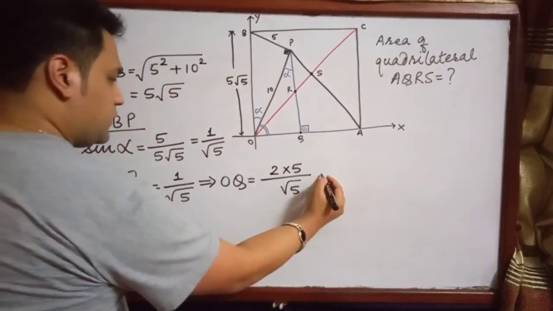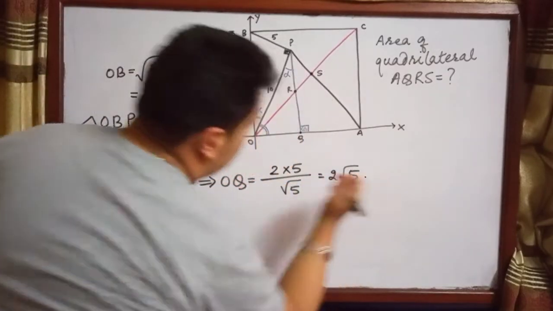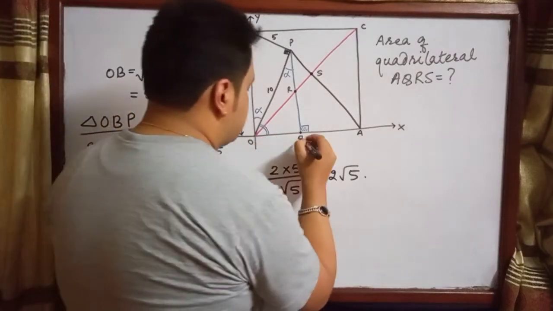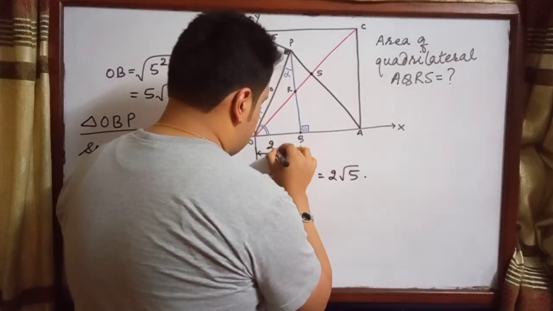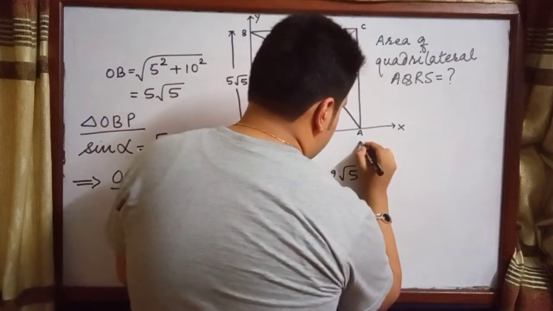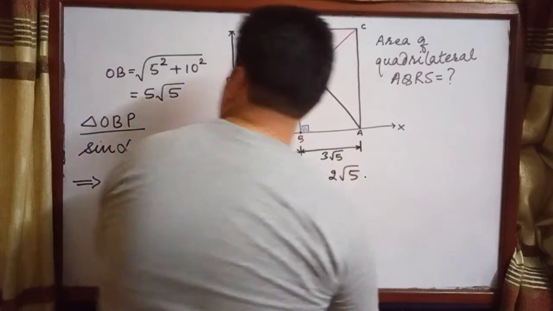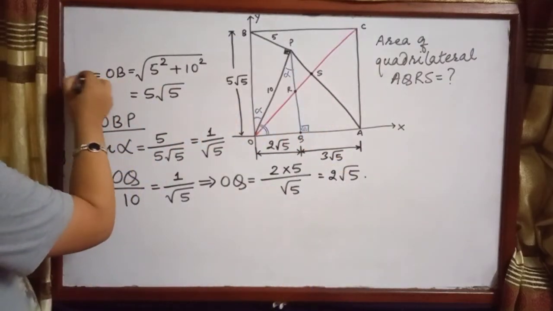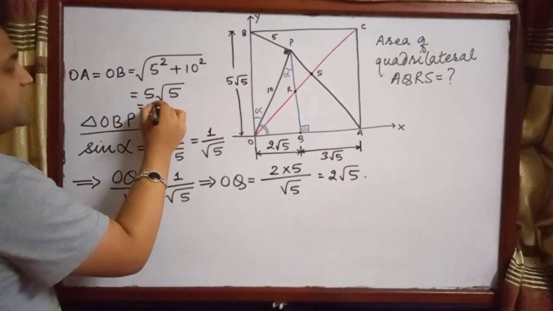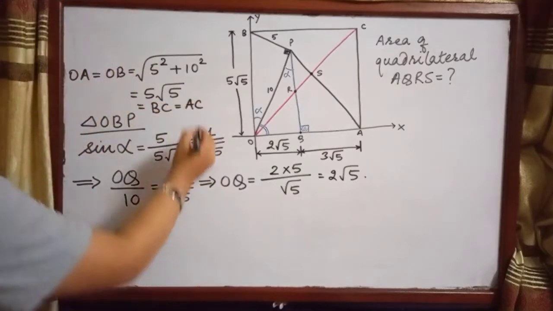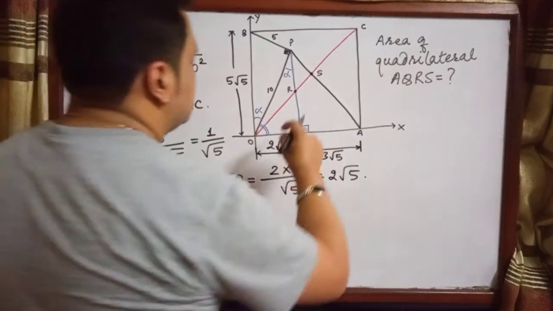So this length here is 2 root 5, as a result of which this is 3 root 5, because OB is equal to OA is equal to BC is equal to AC, being sides of a square. That's it. Now let's see.